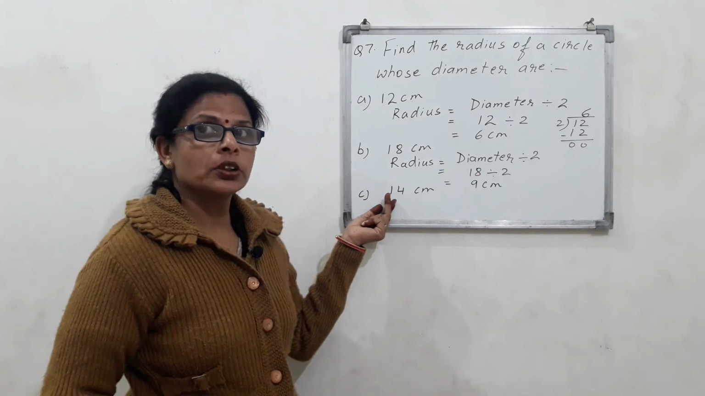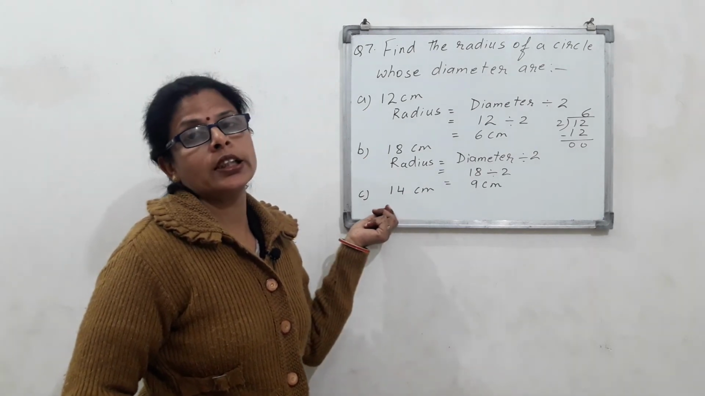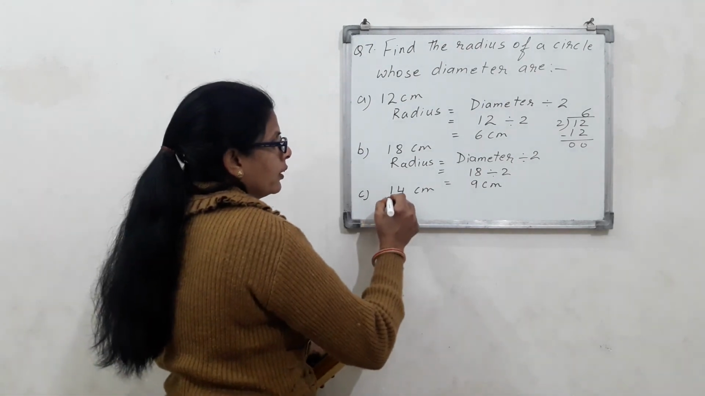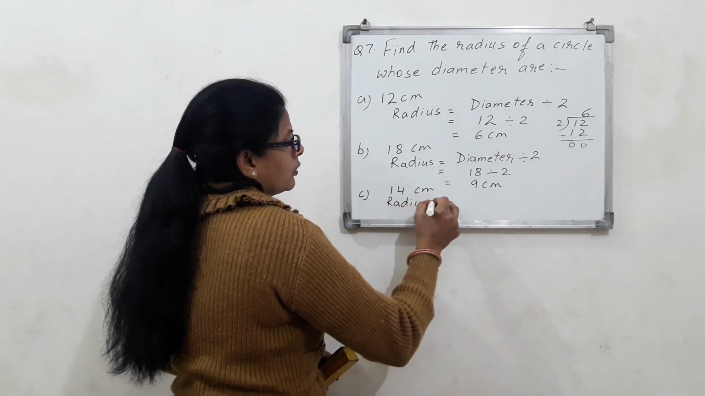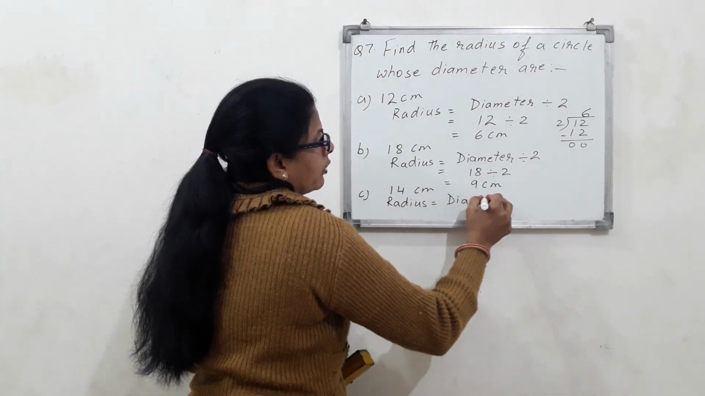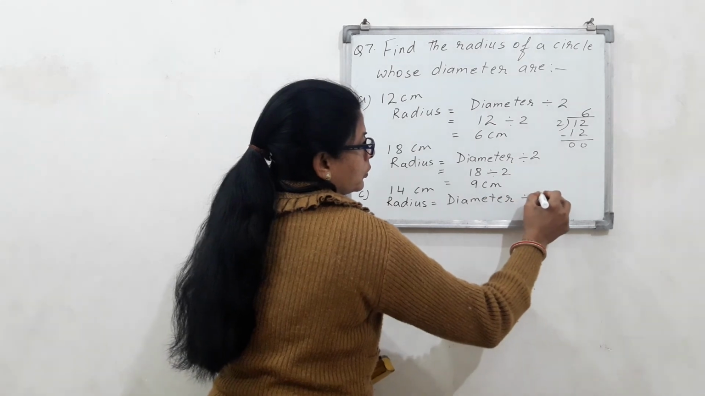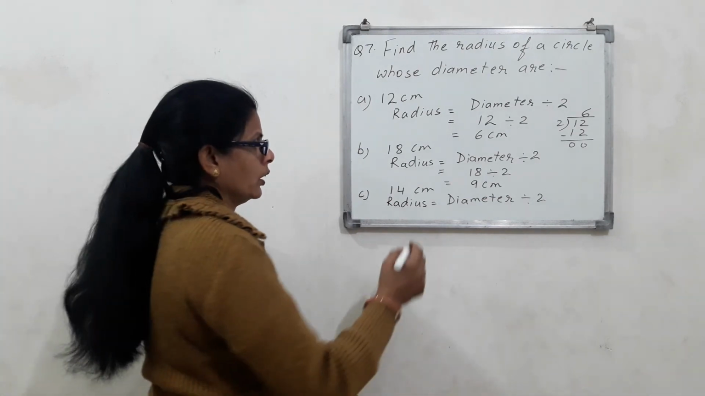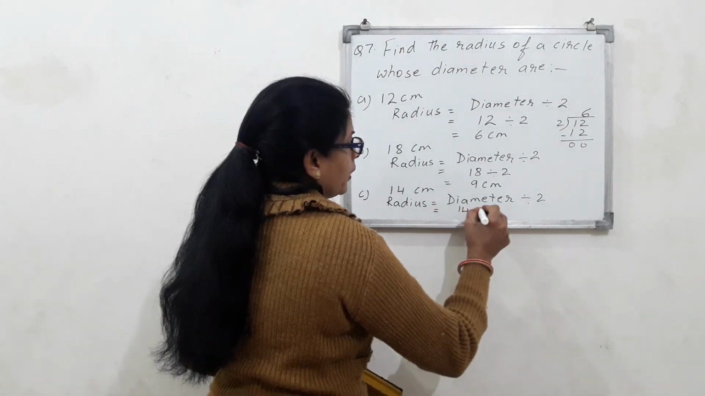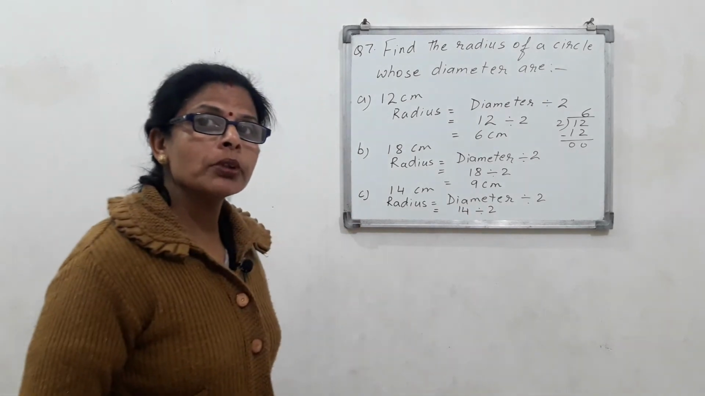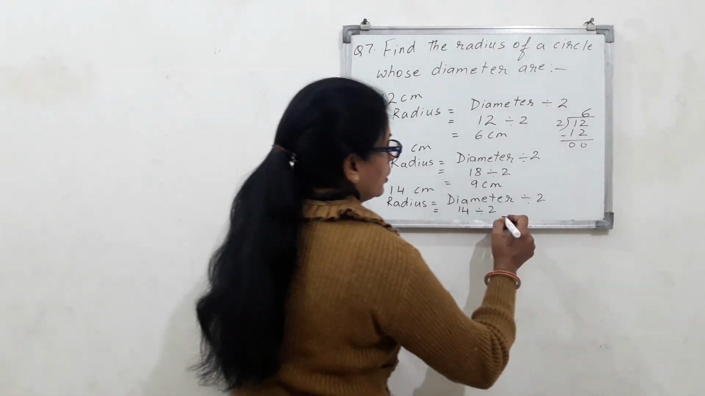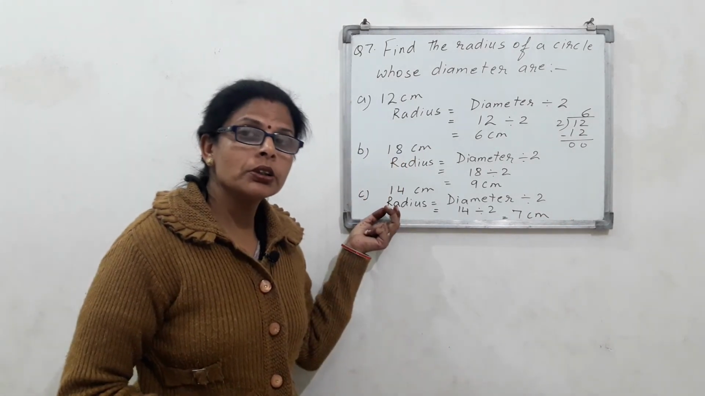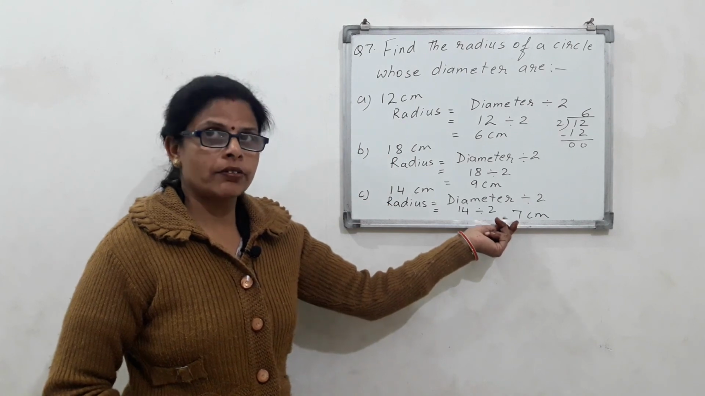Next, C question. The diameter is 14 centimeter. So we have to find the radius. The formula is radius equals diameter divided by 2. How much is the diameter given? 14 divided by 2. In 2 table 14 comes how many times? 7 times. Very good. If the diameter is 14 centimeter, the radius will be 7 centimeter.